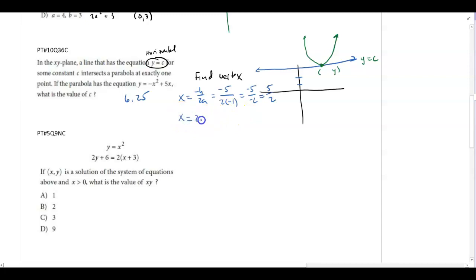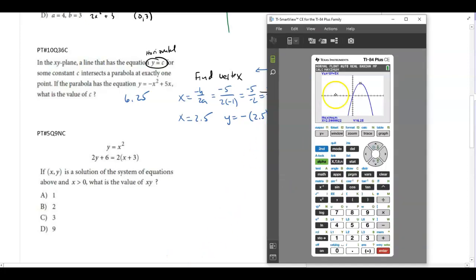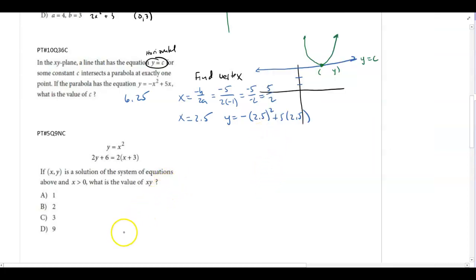Now, if x is equal to 2.5, now I can plug that in. Negative 2.5 all squared plus 5 times 2.5, right? And when I plug that in, negative, open parentheses, 2.5, close parentheses, squared. And then I'm going to do plus 5 times 2.5, right? I'm going to get 6.25. Okay? Now the next one.